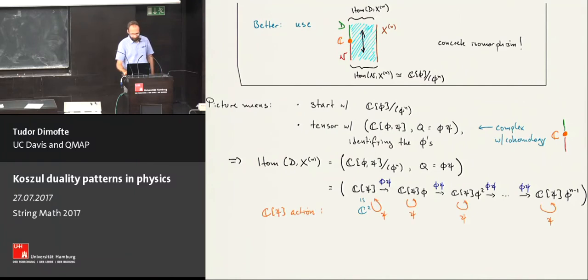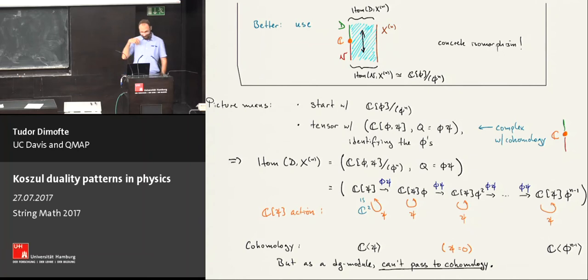The action of the exterior algebra, we're trying to build an exterior algebra module, is sort of obvious. It's just multiplication by psi. That obviously commutes with the differential. I could compute the cohomology. That would just give me two copies of C, one at the beginning and one at the end. Everything else cancels out pairwise.